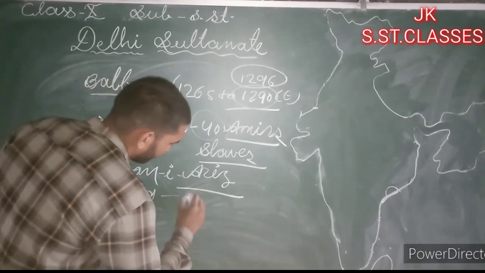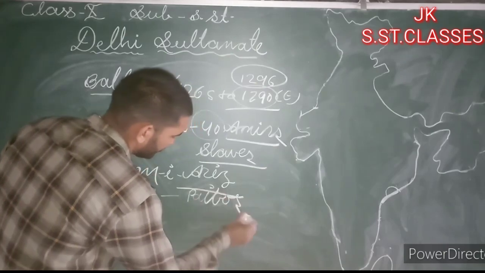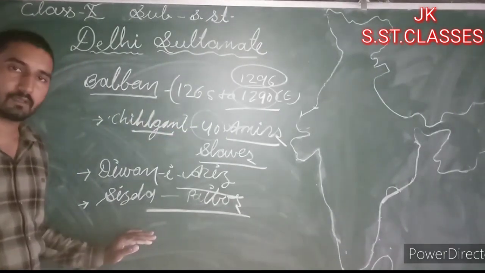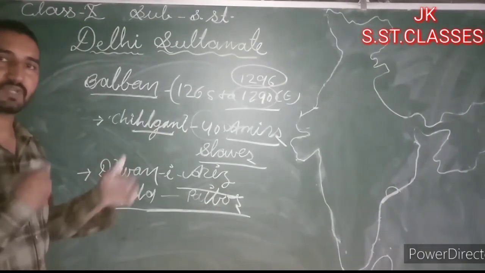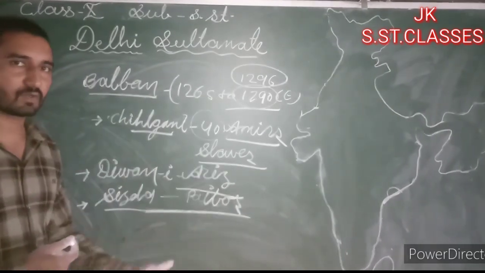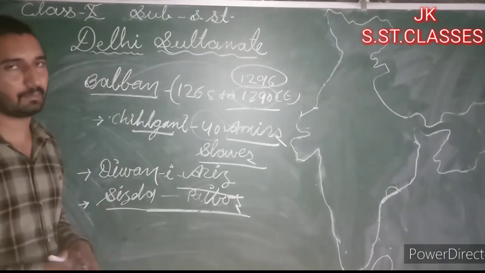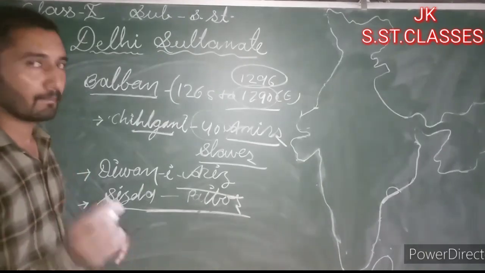Along with that, Balban started a new tradition of sijda and paibos in the Delhi court. Or we can say that in his court, he started the new tradition of greeting like sijda and paibos. Sijda means bowing in front of the emperor, and paibos means kissing the feet of the emperor. Is that clear? So the new tradition of sijda and paibos was started by Balban.